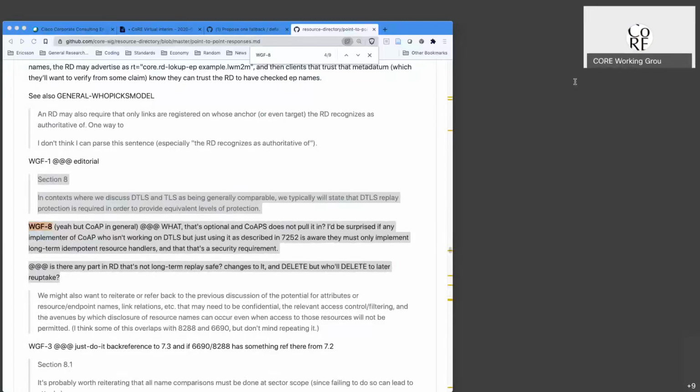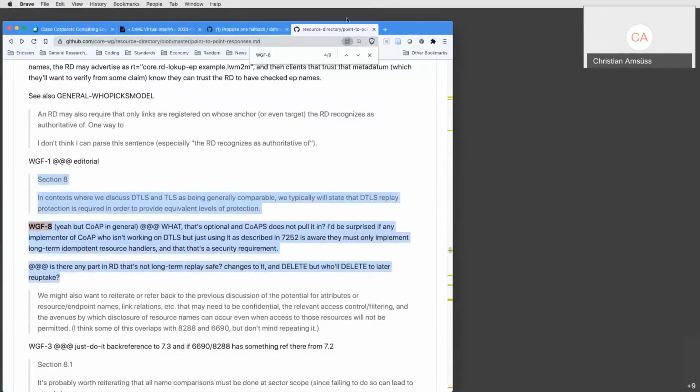Thomas, you're the author, so you know. I should know, yeah. Well, then maybe we just, as Christian, you suggested, make sure that there is some text there commenting on that and forcing DTLS to use replay protection. So we'll just say it there in RD and then hope that it gets picked up in CoAP.